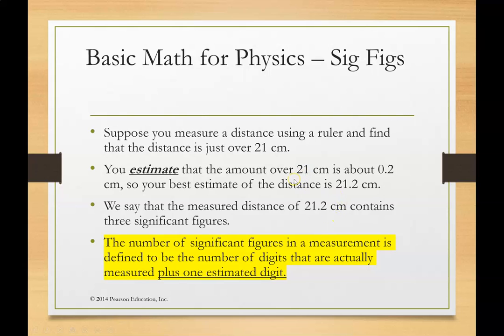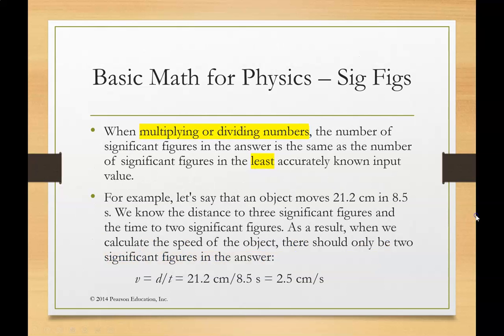When you measure something, if it has lines, like in increments of 1 centimeter, then you know for sure that something has 2 significant figures if you measure 21 centimeters. But if it's a little bit more, you have to estimate that last one. So the general rule of thumb is that the number of significant figures in a measurement is going to be the number of digits that are actually measured plus 1 estimated digit. When we get back into the lab and we actually get to measure things, we will go over that again.